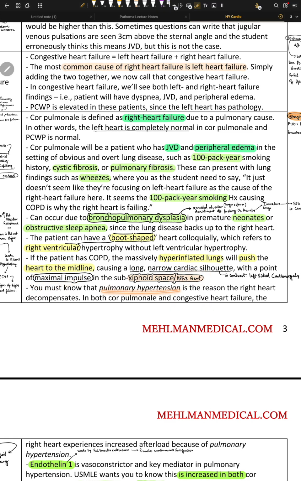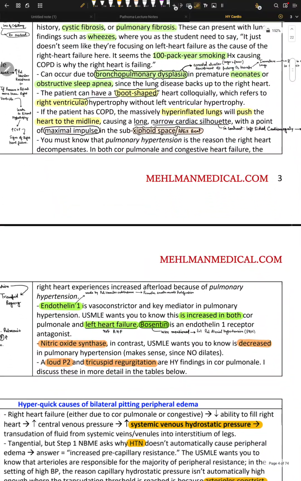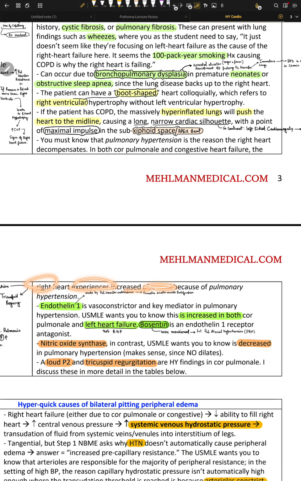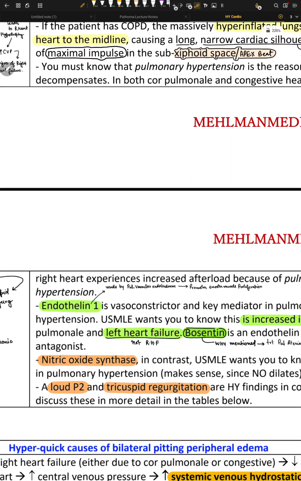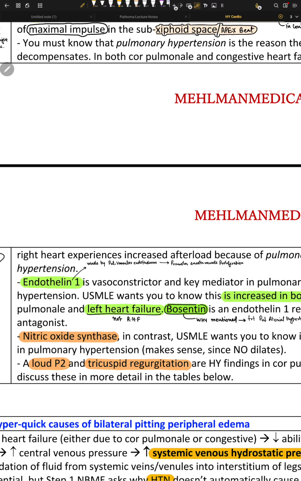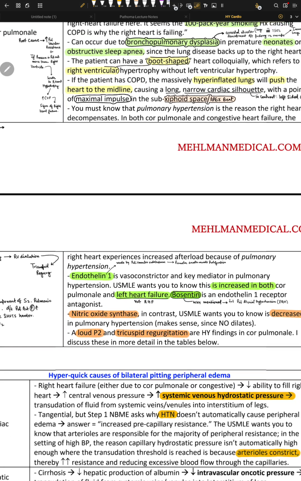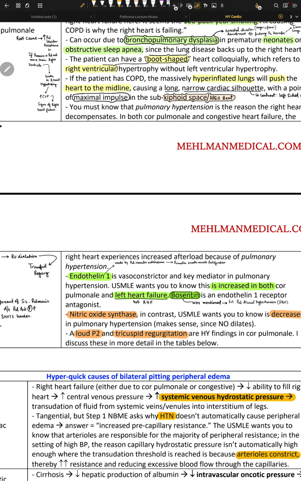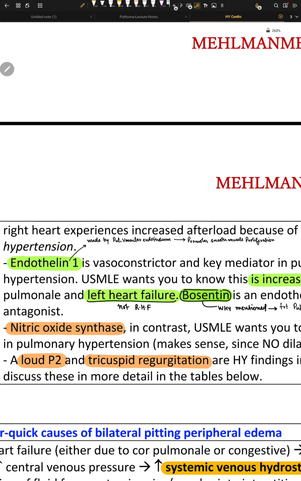Now you must know that pulmonary hypertension is the reason the right heart decompensates. In both cor pulmonale and congestive heart failure, the right heart experiences increased afterload because the pulmonary hypertension is happening. Now there's something called endothelin 1. This is a vasoconstrictor made by pulmonary vascular endothelium, and it promotes smooth muscle proliferation. That's why this vasoconstriction and hypertension can happen in the lungs.